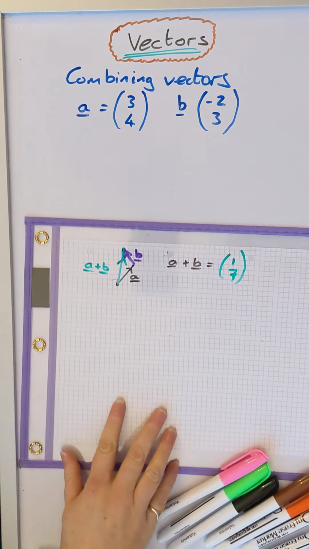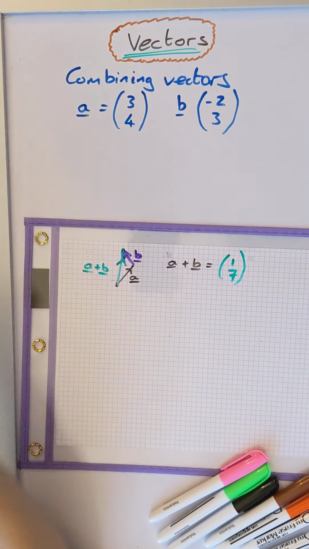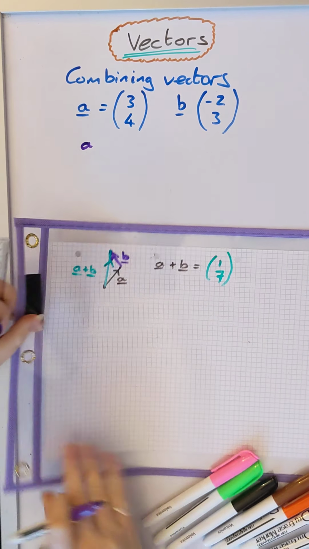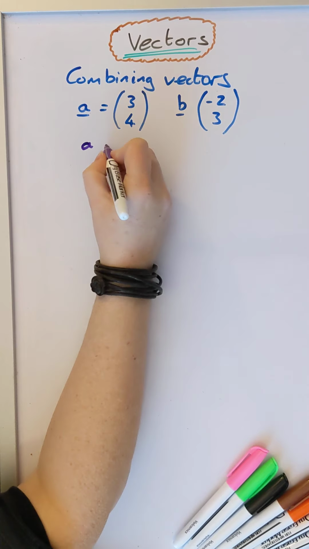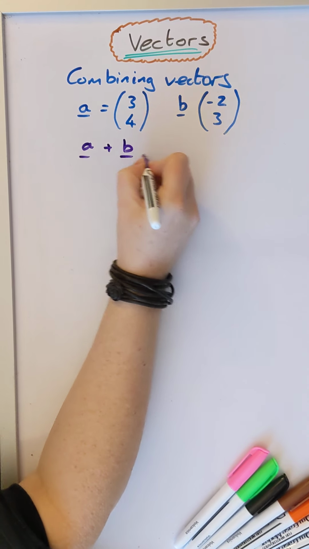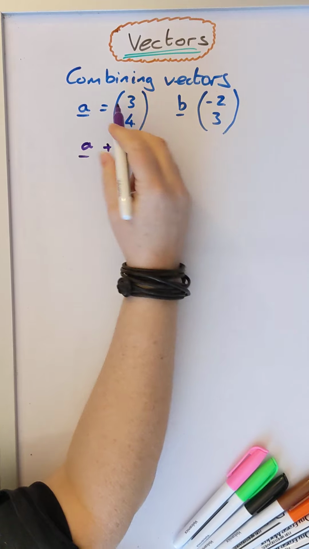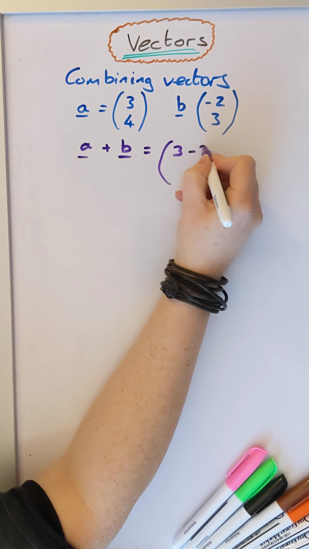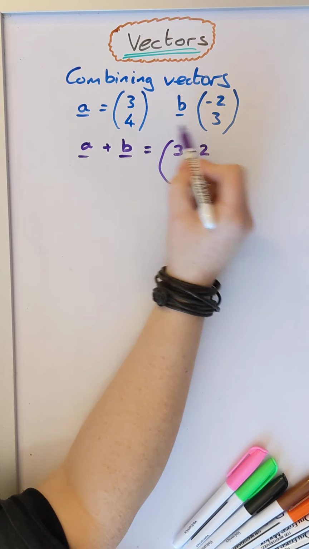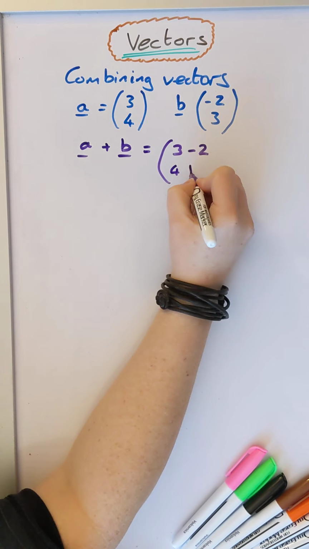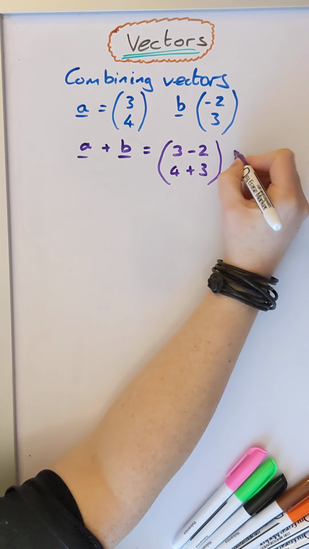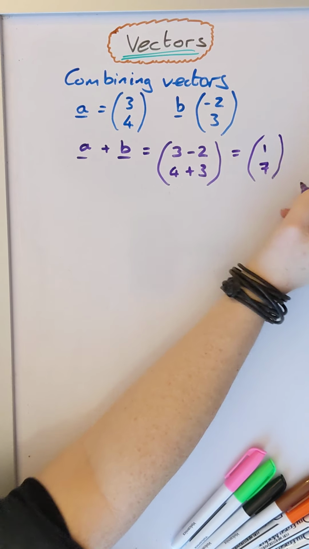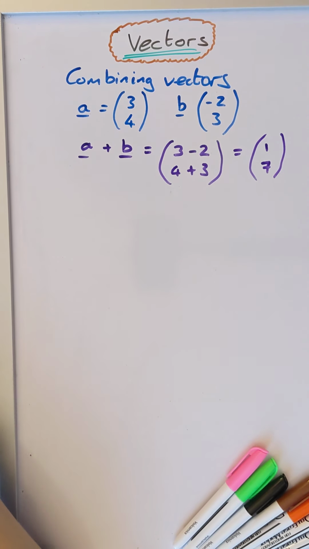But I can look at my original numbers and I can say, okay, A plus B is going to get me the actual values, 3 plus -2 and 4 plus 3, which gets me a final answer of (1, 7), which is the same as we did graphically.